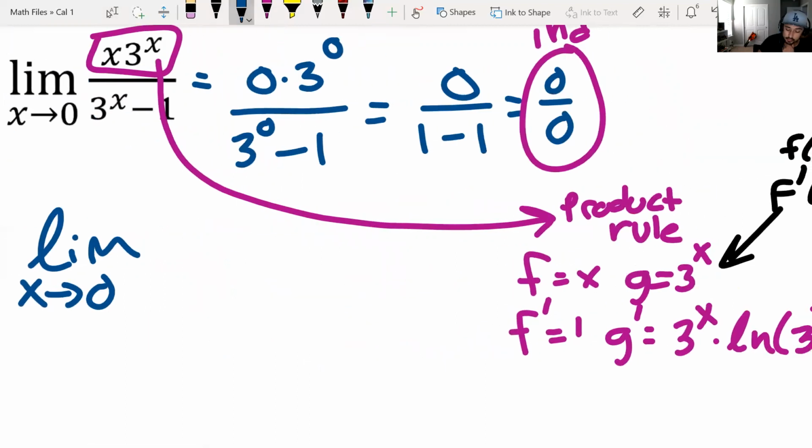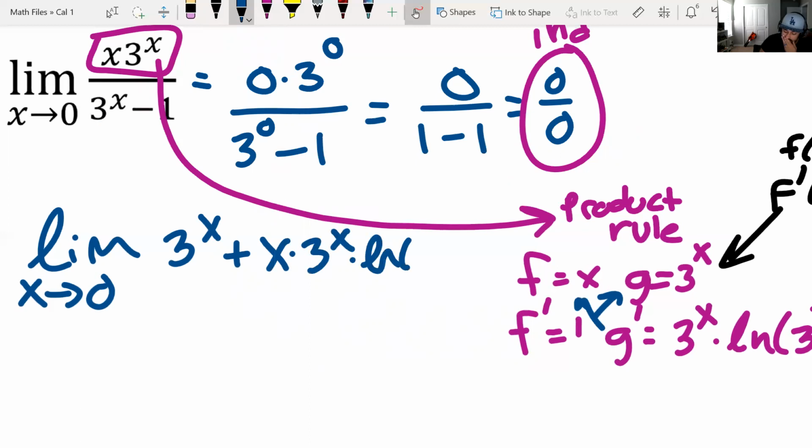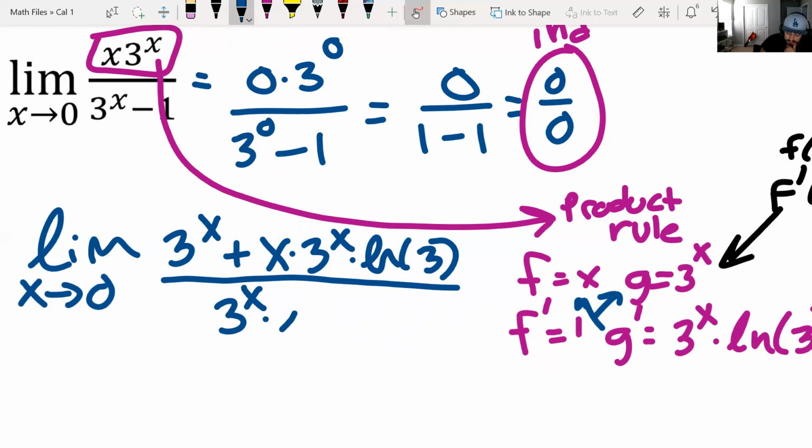Which means by product rule, in the numerator only, I get f prime g, which is 3 to the x, plus g prime f, which is x times 3 to the x times the natural log of 3, all over the derivative of the denominator, which is 3 to the x times the natural log of 3.